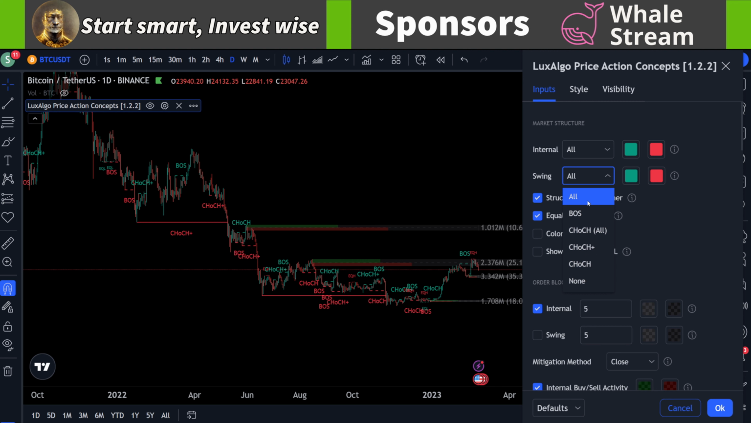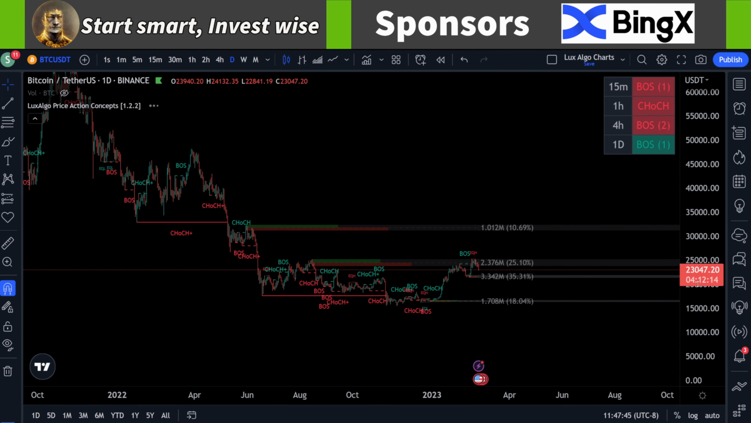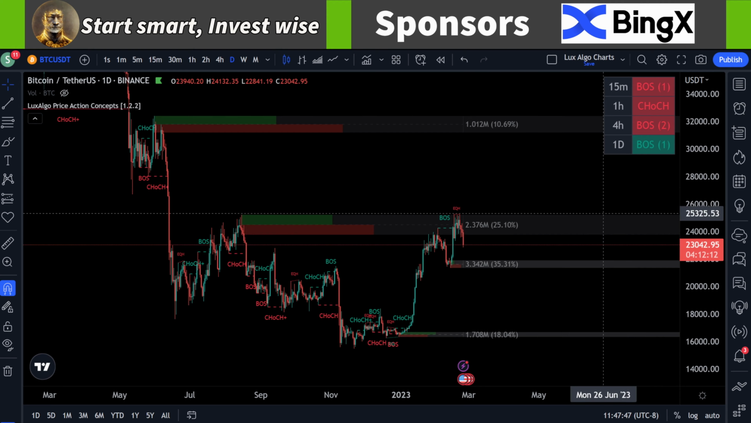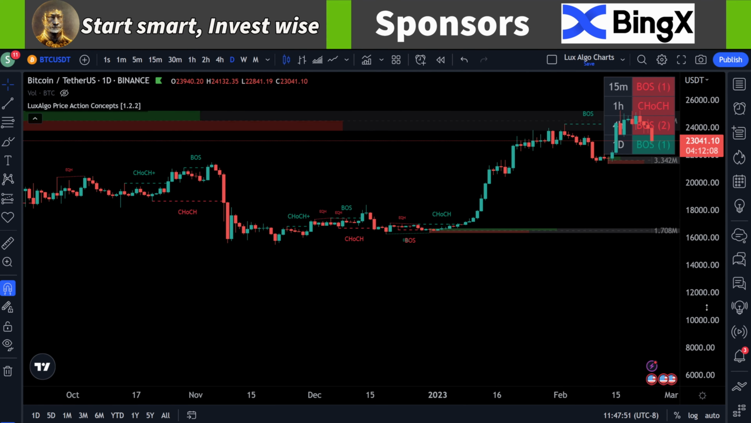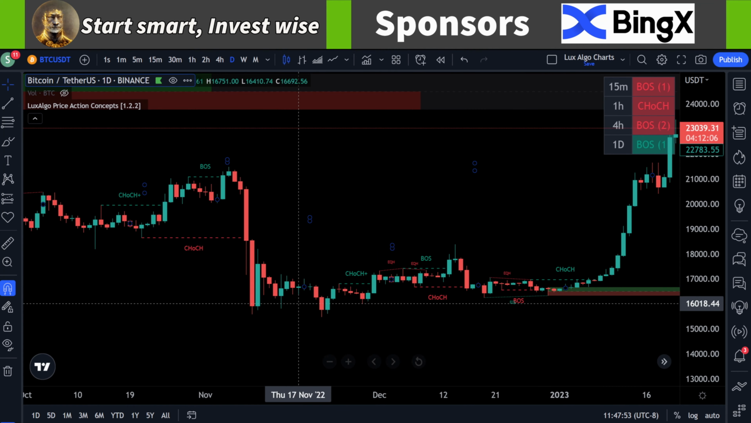A lot of times for the swings though, a lot of you guys are probably just going to have it be change of character all, okay? And like that, you're going to see it just gets rid of that BOS here. This wasn't too important at the time because we already had the change of character sell signal right here, okay?